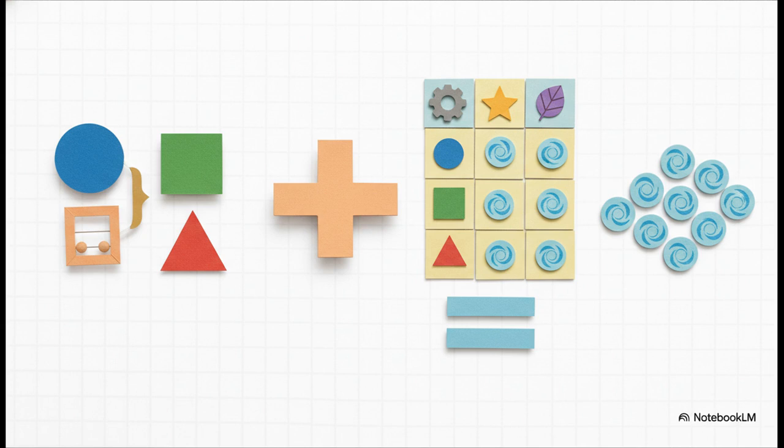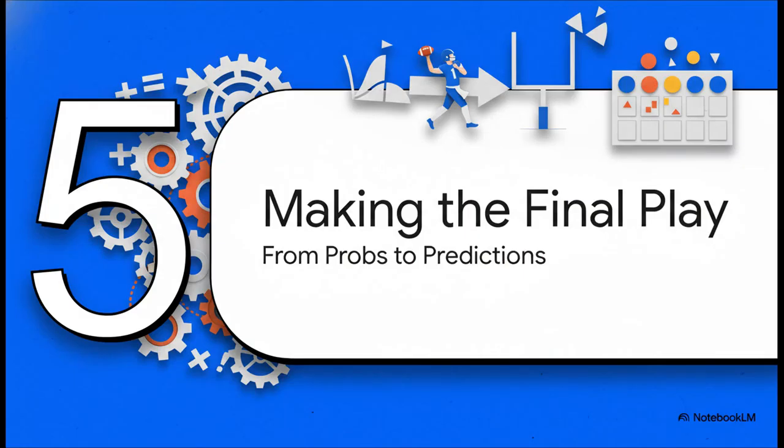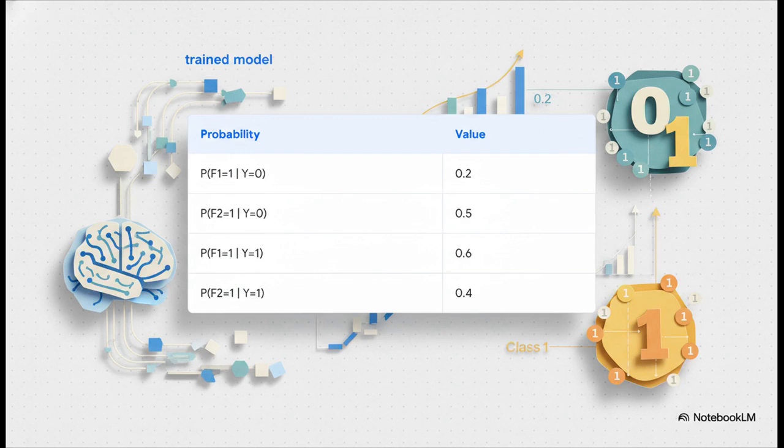Not bad. Okay, we've built the model, we've run the drills. Now it's time for the final play, the moment of truth. Let's see how all this theory and math actually comes together to make a prediction on a brand new piece of data it's never seen before. So imagine this is our trained model. We've already done the hard work of learning these probabilities from a bunch of data. So for example, we know that the chance of feature 1 being 1 if the class is 0 is 0.2. And we have all these probabilities for our 2 features across the 2 classes.